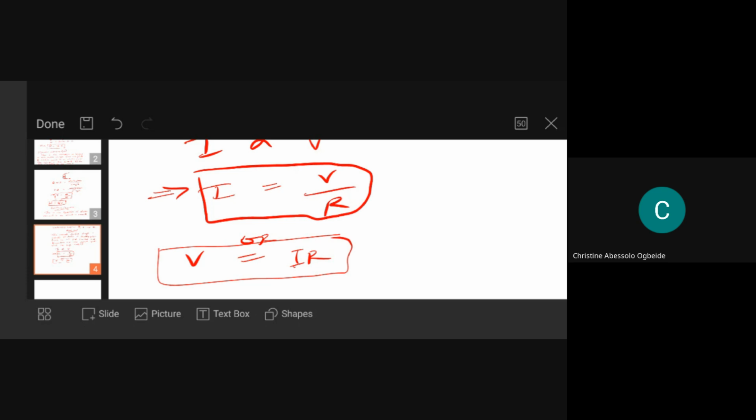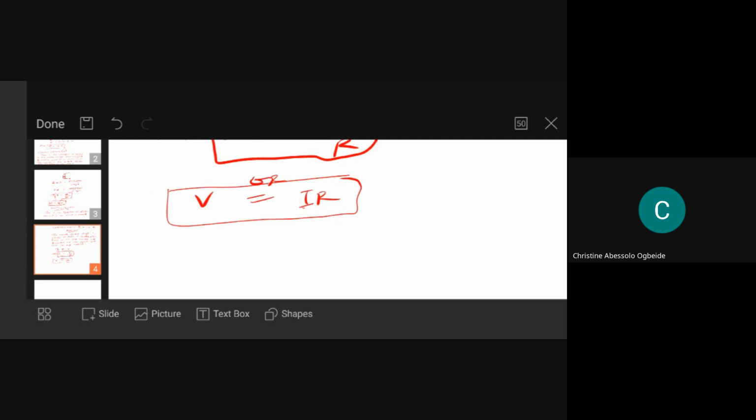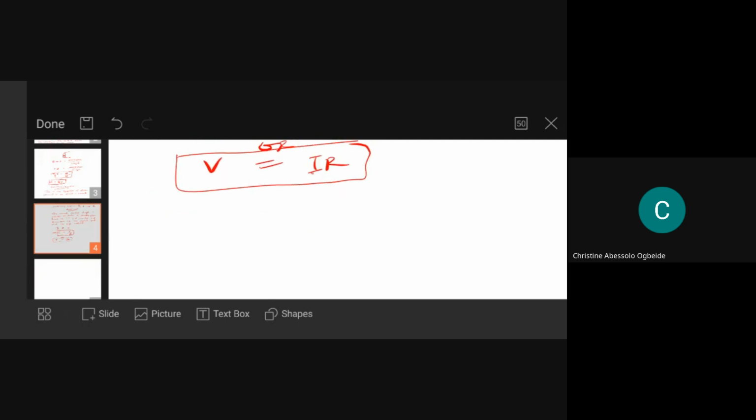There are two ways these resistors can be connected. Resistors can either be connected in series or in parallel. When this happens, the effective resistance flowing through a circuit is going to be different based on the connection in that circuit. Now, let's look at resistance in series.